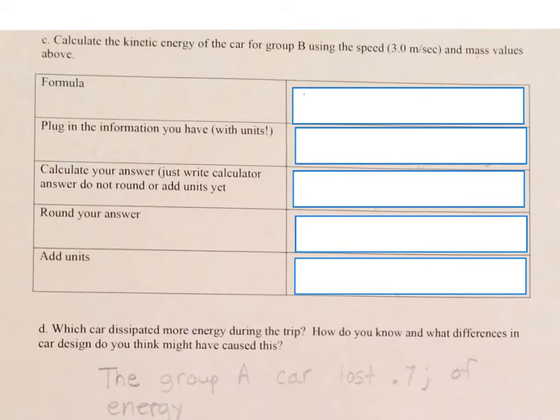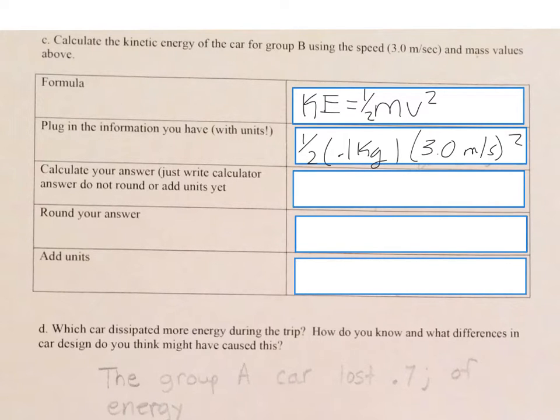Okay, so again, kinetic energy, because we're looking for the energy of the car once it starts to move. And car B has a mass also of 0.1 kilogram. But this time it has a velocity of 3.0 meters per second, and we have to square that. So when I square 3.0, I get 9. 9 times 0.1 is 0.9, and 0.9 divided by 2, or multiplied by a half, is actually 0.45.